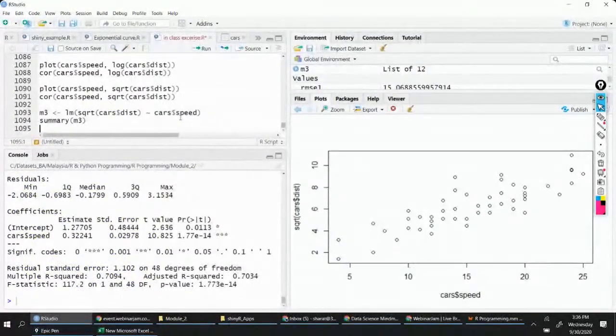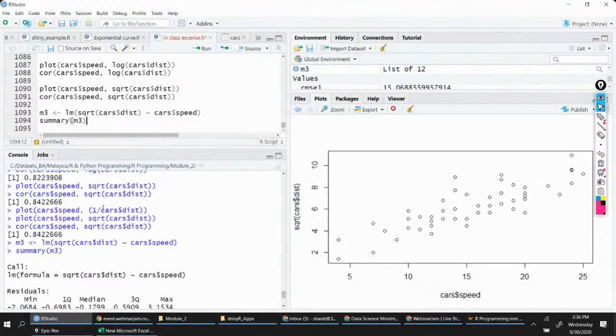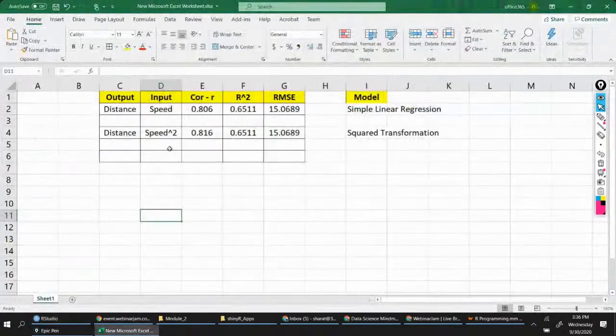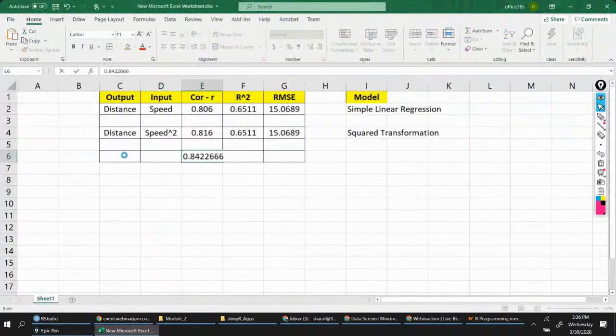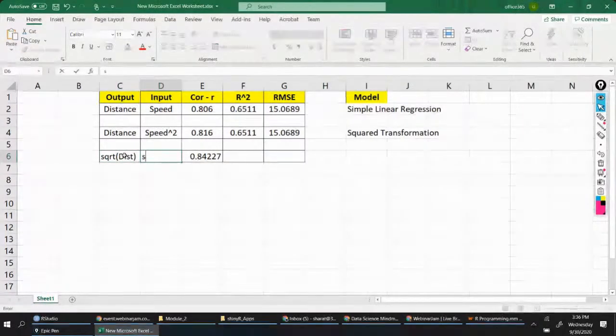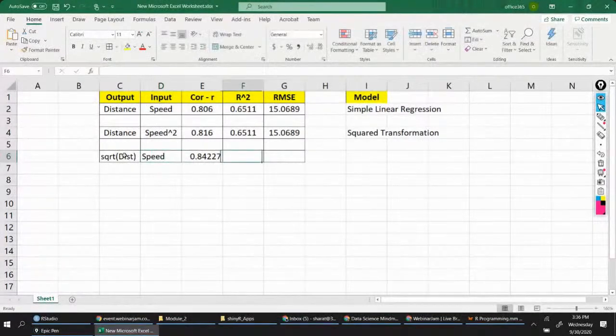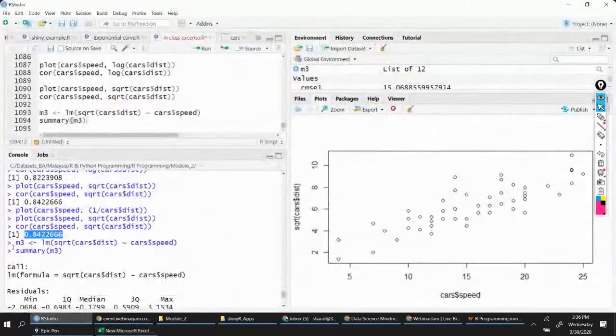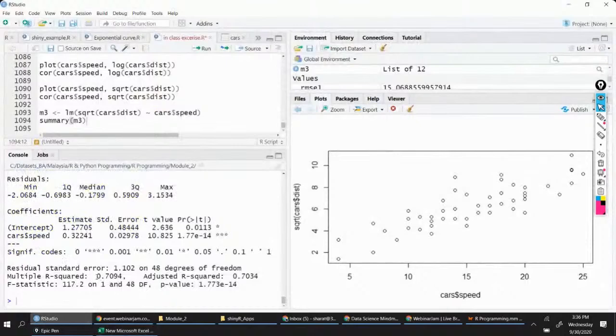What did I get? My R squared improved. My equation is getting altered. So let us try and record all this. So this is small r. Here I am taking square root of distance, right? Square root of distance. And I'm taking speed as is. And my R squared has definitely improved.